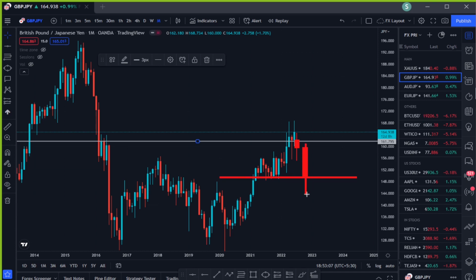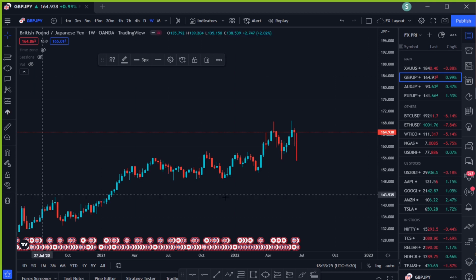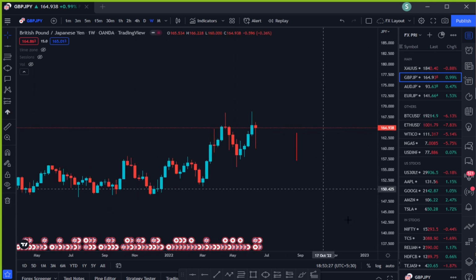So this is something we are expecting, but that is what we are expecting after the closure of the monthly candle. And we know that the current monthly candle is still in progress. So I mean, there is nothing more to think about it. Let's go to the weekly time frame. Now let's see what's happening on the weekly time frame.